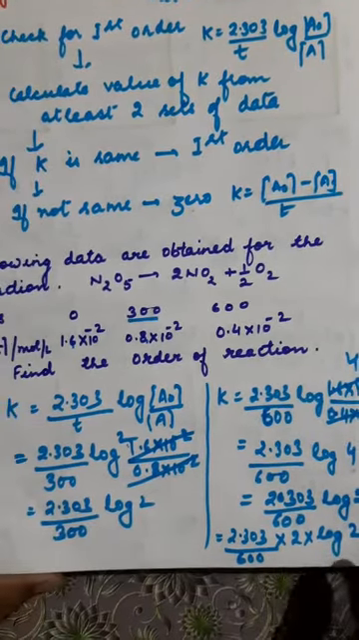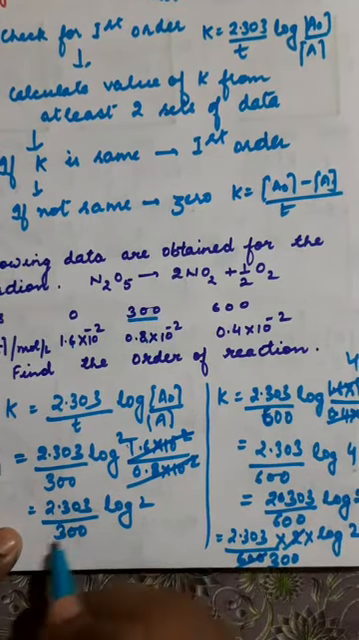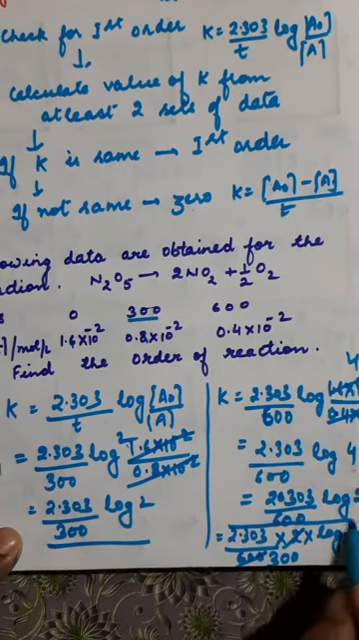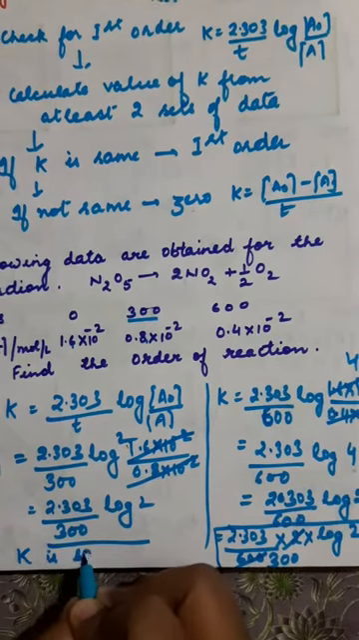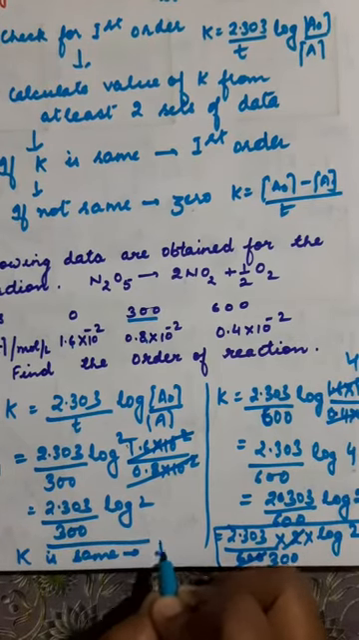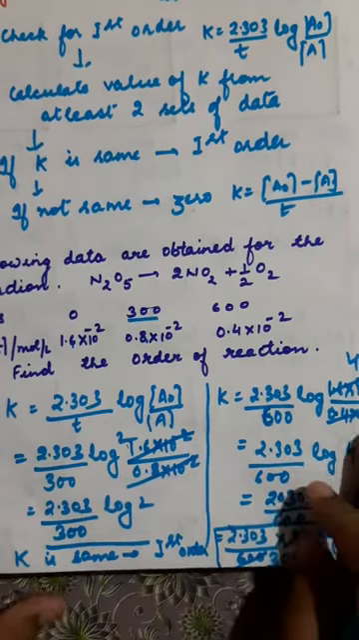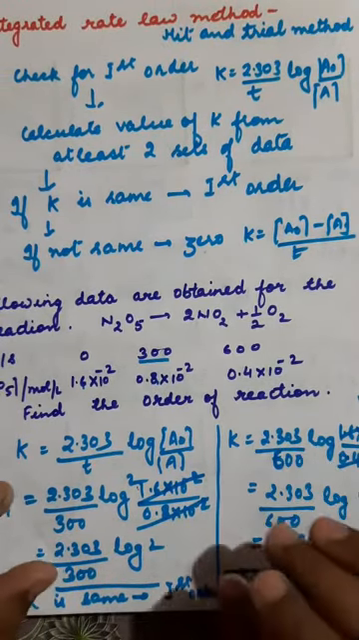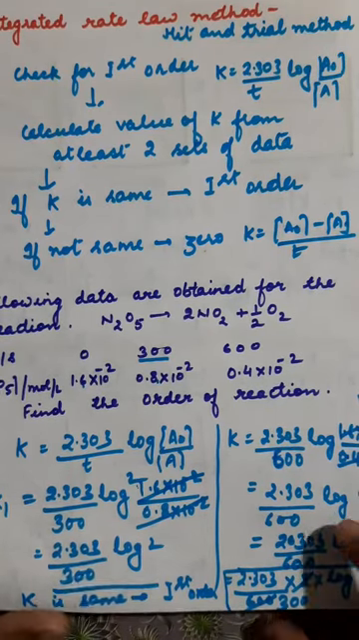Now compare these two values. The 2 and 600 will get cancelled out to give 300. Clear? So these two values are the same. So since K is the same, it is a first order reaction. So in this way you can find out the order of the reaction by fitting the data in different integrated rate law equations. I hope it is clear now.